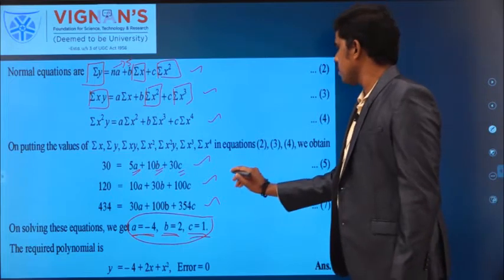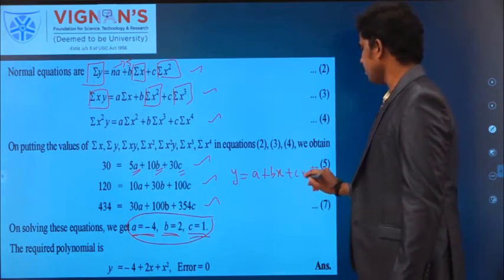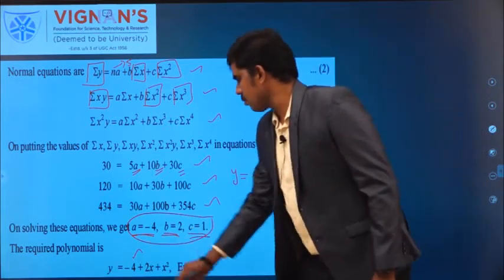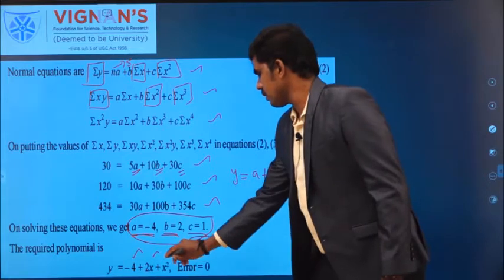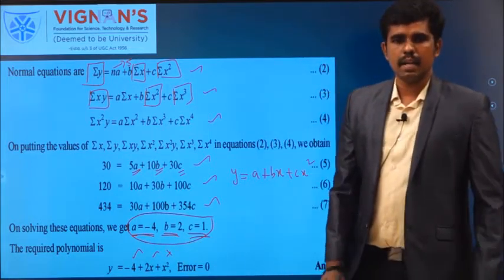What is the parabola equation? y is equal to a plus bx plus cx square. Now you substitute all these values, what you will get? Minus 4 plus 2x plus x square. So in this way you can fit a parabola for the given data.